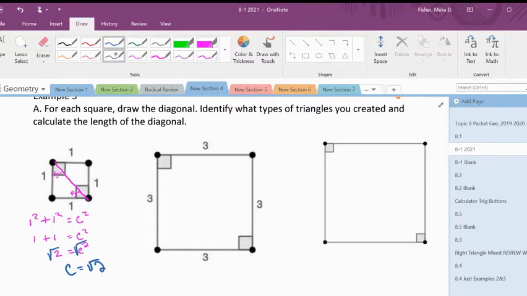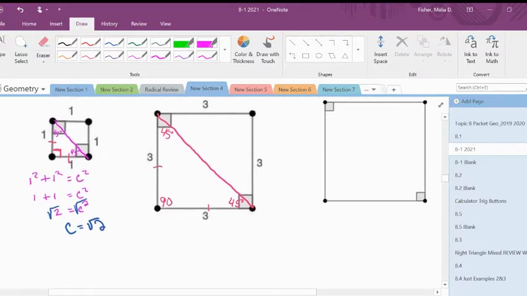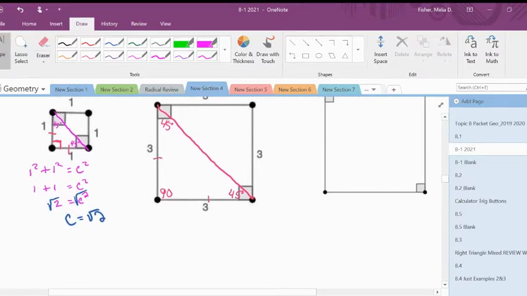So we have actually created an isosceles triangle with 45, 45, and it's a square, so this is 90. 45, 45, 90. Okay, let's go ahead and draw our next diagonal. Again, we have 45 and 45 and 90. And because this is a square, the sides are the same, so I have an isosceles triangle with 45, 45, 90. Let's find the length of the missing side.